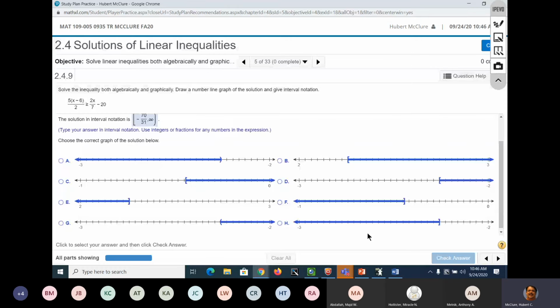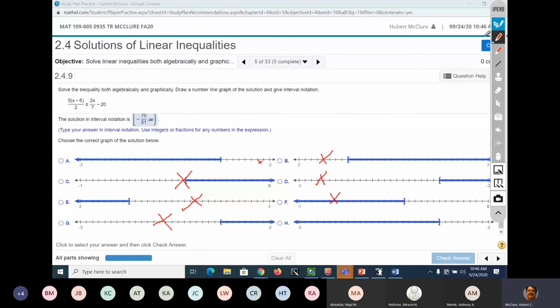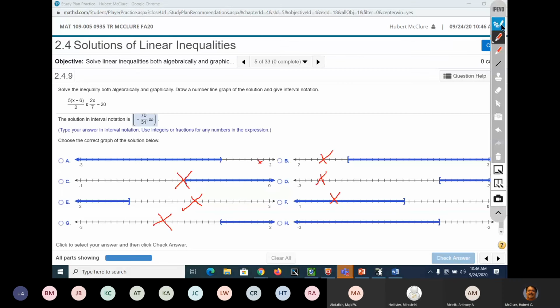Okay, let's do some more deduction. We know it's a solid circle, and we know it's to the right. A solid circle and to the right. So let's take off... I'm sorry, a bracket and to the right. So let's take that off, take that off, take that off. Now we got it down to 3.